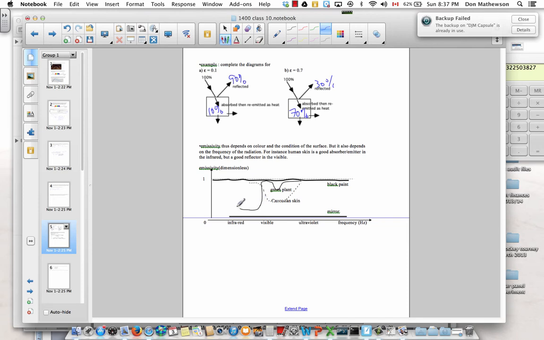Similarly, green plants absorb pretty well, except in the green where they reflect, and that's why they look green. So the emissivity actually varies depending on the frequency of the light, and we will end up introducing a variable known as the albedo that reflects the average of emissivity over an entire range of wavelengths.